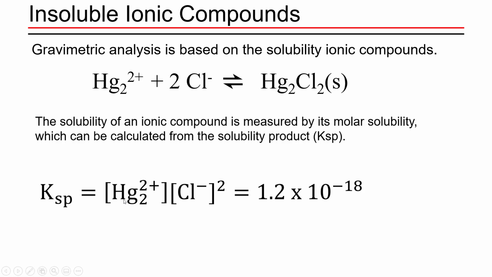So here are our products, mercury 1 cation and chloride. So we have the concentration of mercury 1 cation times the concentration of chloride squared. So remember, in general, when you're writing an equilibrium constant expression, it's products over reactants. Every chemical species is raised to its stoichiometric power in the balanced chemical equation, and pure solids and pure liquids do not appear.